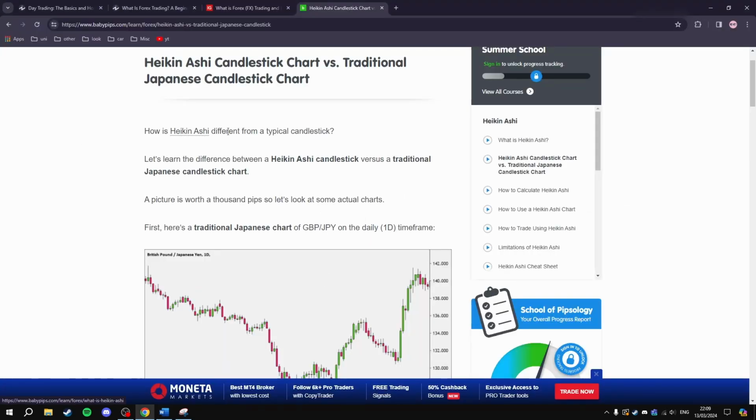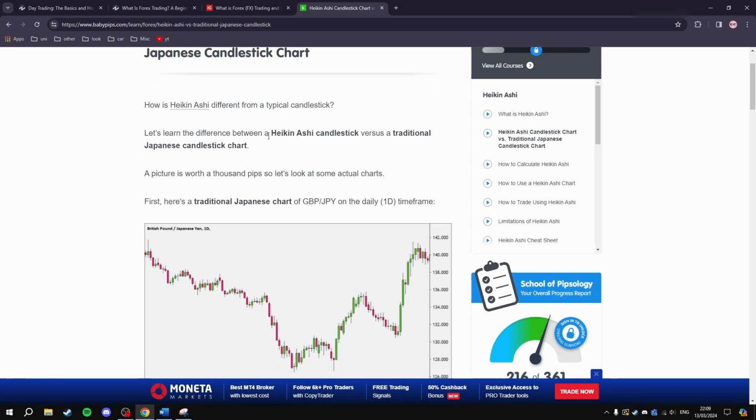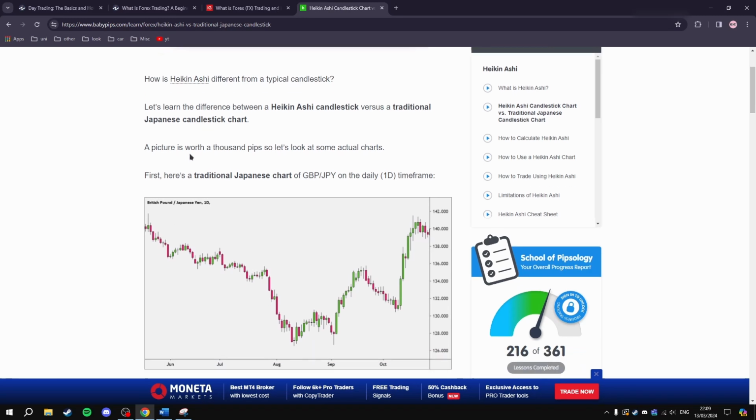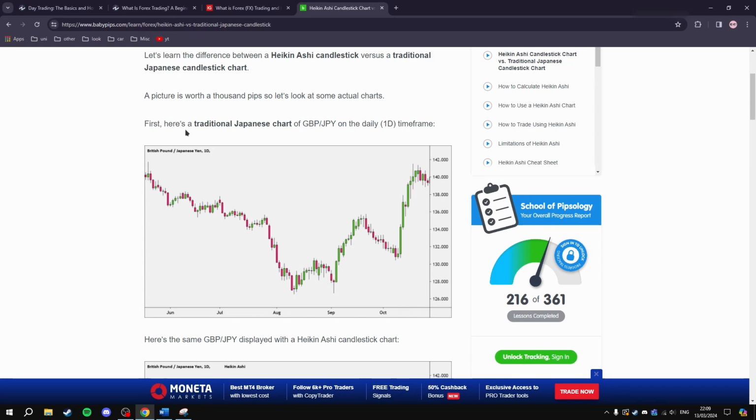How is Heikin Ashi different from a typical candlestick? Let's learn the difference between a Heikin Ashi candlestick versus the traditional Japanese candlestick chart. A picture is worth 1,000 pips, so let's look at some actual charts. First, here's a traditional Japanese chart of GBP/JPY on a daily 1-day time frame.